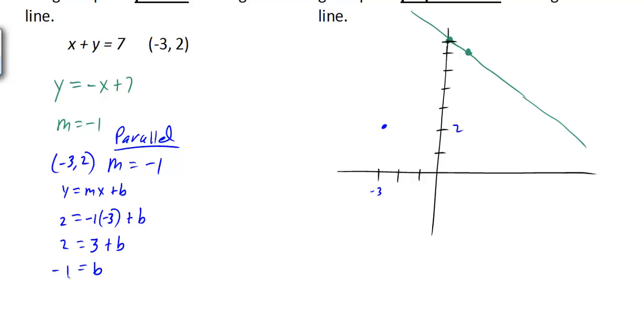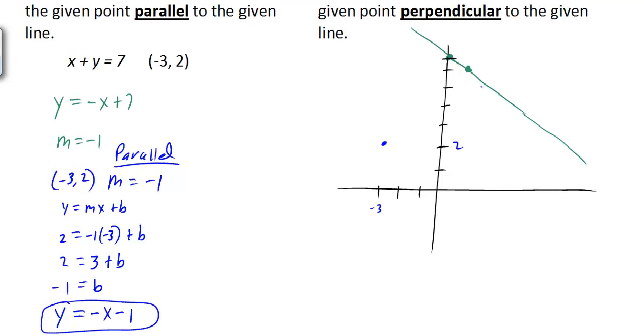So therefore the equation would be y equals, what was our slope? Negative 1. So that's negative x minus 1. So y equals negative x minus 1 is the equation of the line that is parallel to this given line.